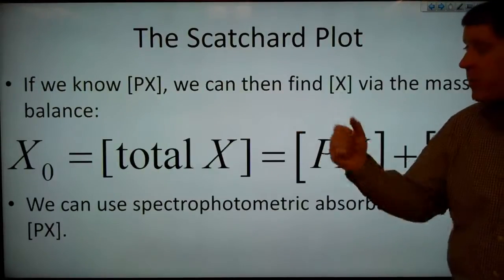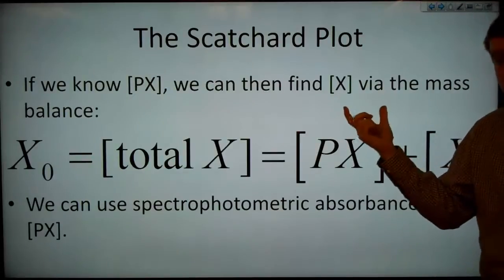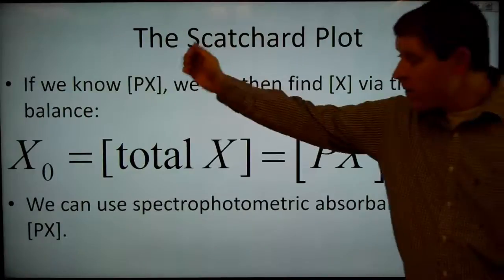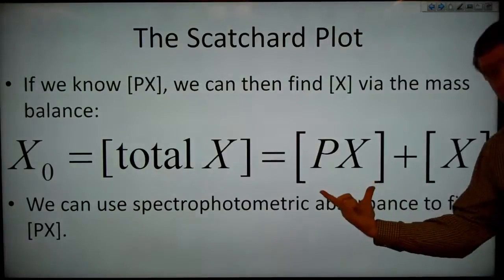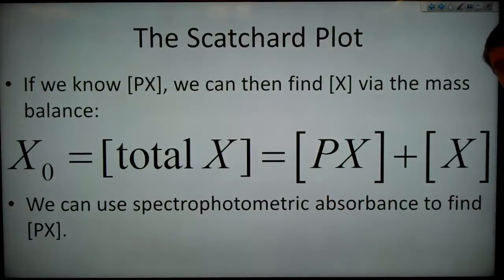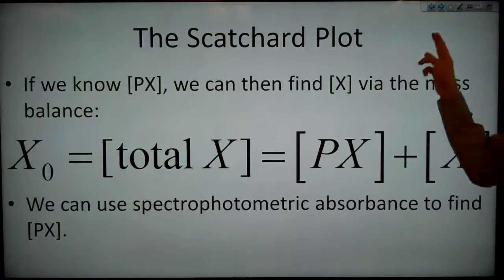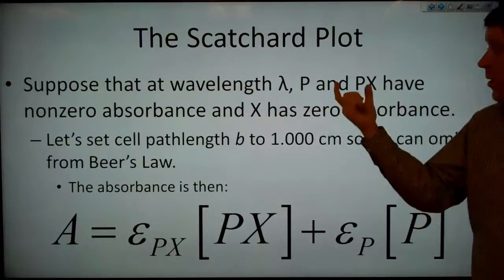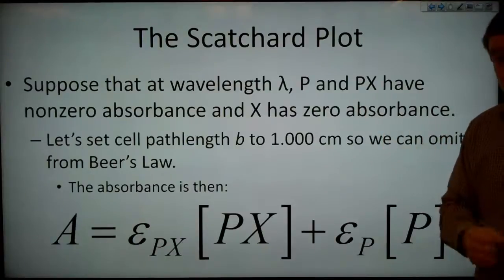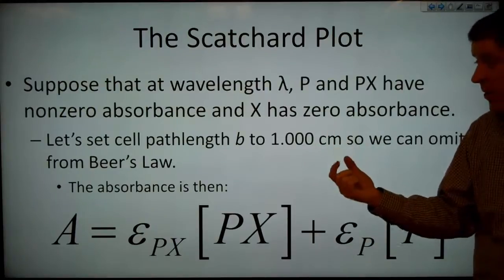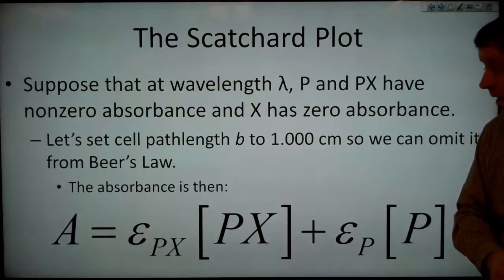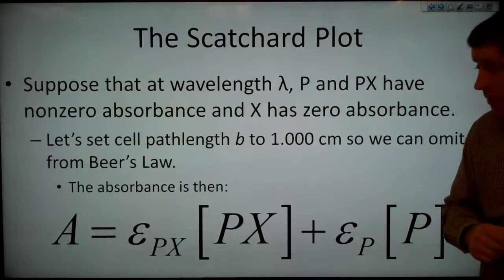If we know the concentration of PX, then we can find the concentration of X via the mass balance. So we know X naught is equal to the total X concentration. Well, that has to be the concentration of PX plus the concentration of X, the unbound X. We can use spectrophotometric absorbance then to find PX. Suppose that at wavelength lambda, P and PX have non-zero absorbance and X has zero absorbance. And let's set the cell path length b to 1.000 centimeters, so we can omit it from Beer's law.